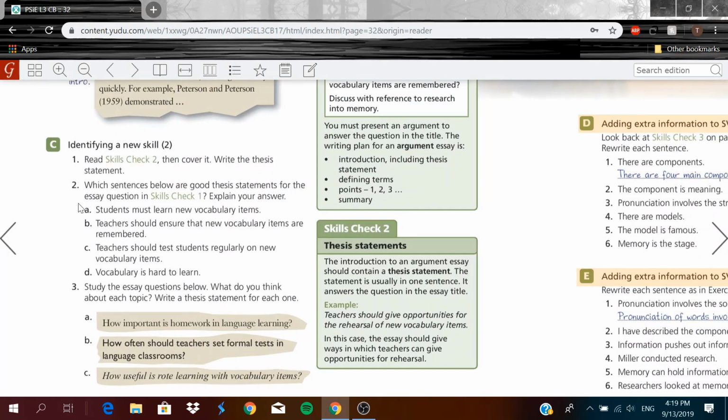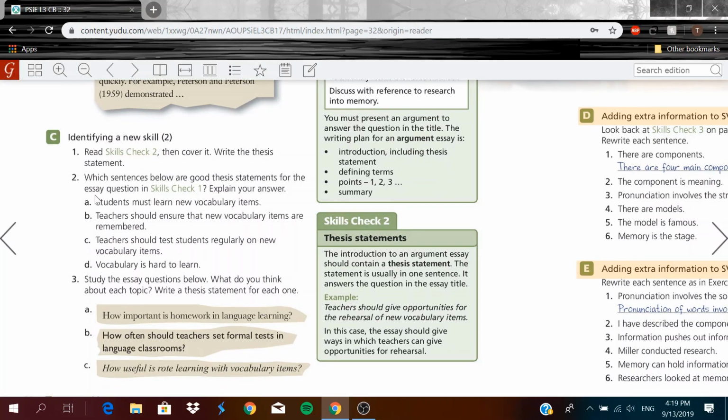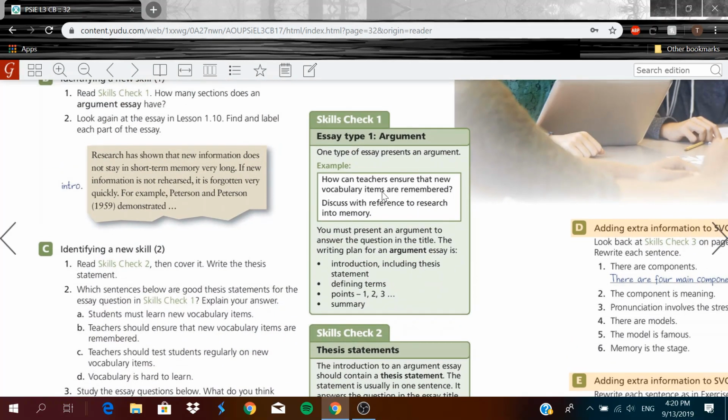So now here we have exercise C. Read skills check 2, then cover it and write the thesis statement. Well, too bad, we already did that. So teachers should give opportunities for the rehearsal of new vocab items. Okay? Then we have 2. Which sentences below are good thesis statements for the essay question in skills check 1? Explain your answer. Okay, so here we have 4 different thesis statements, and which one best fits the question in skills check 1? So here we have, how can teachers ensure that new vocabulary items are remembered?